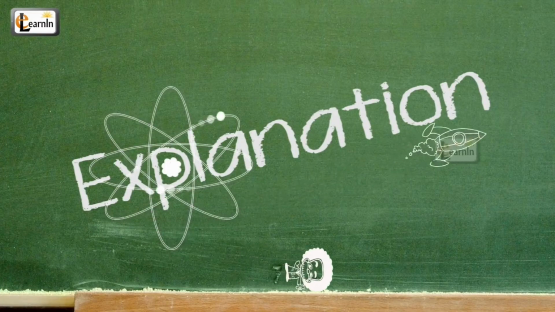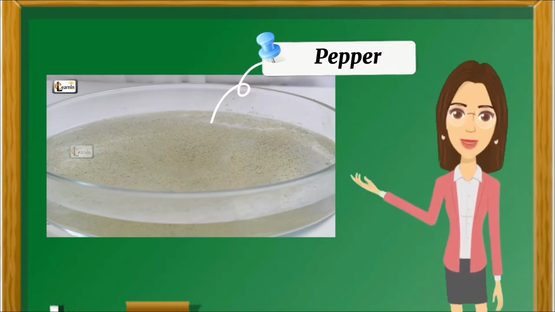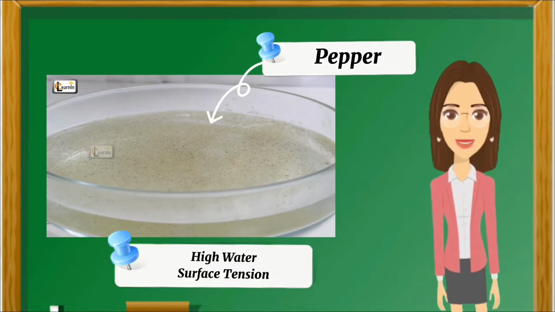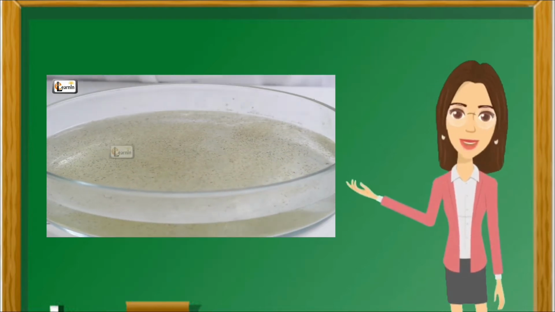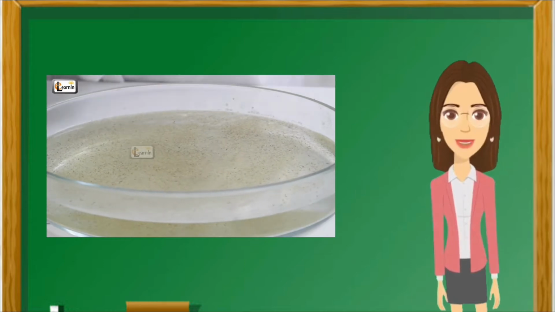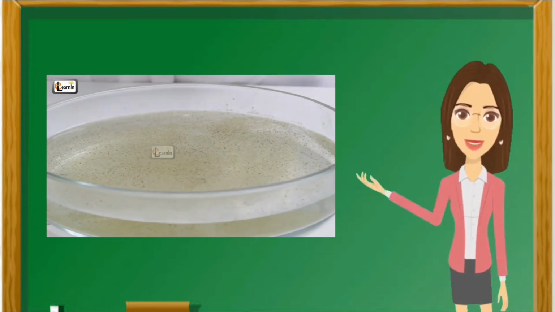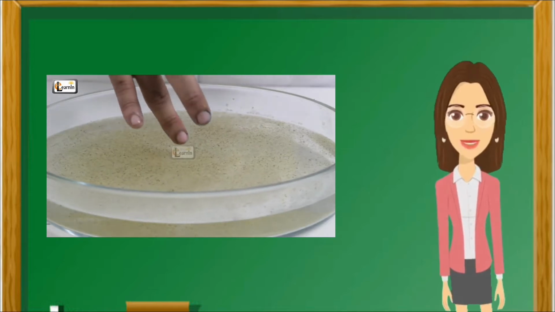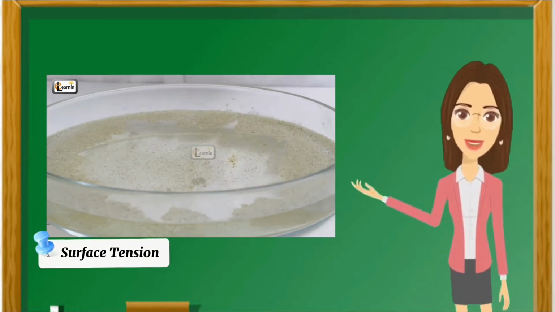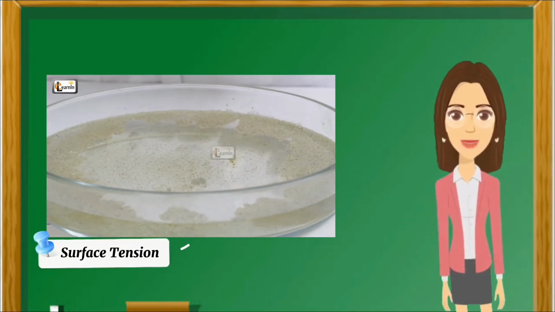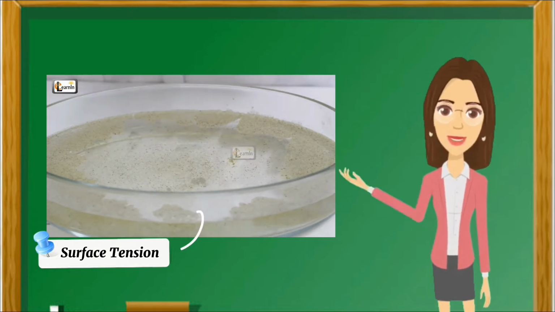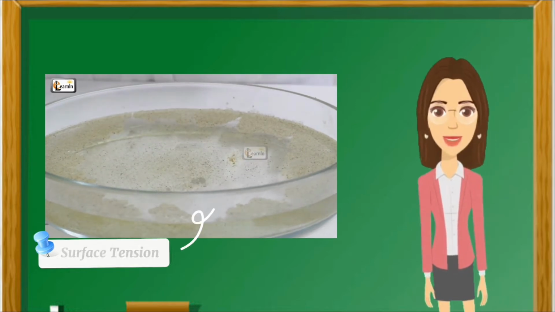For the explanation, the pepper floats at the top of the water because of high water surface tension. The water molecules are strongly attracted together. When we add a little soap or a liquid detergent, we break down the surface tension. That is why the top layer of the water molecules quickly spread out and carry the pepper with them.